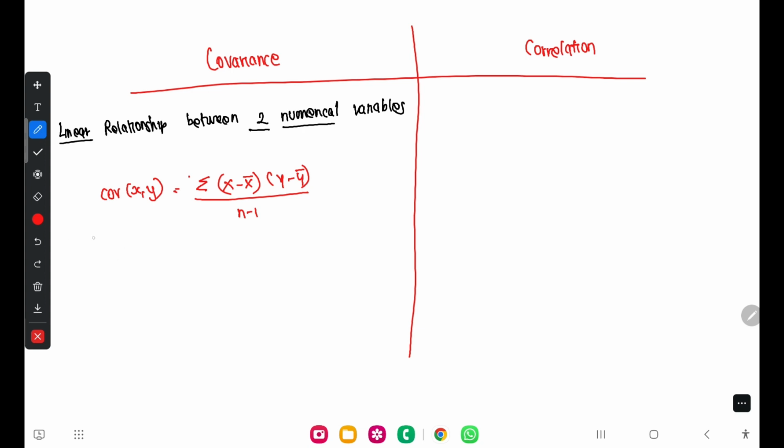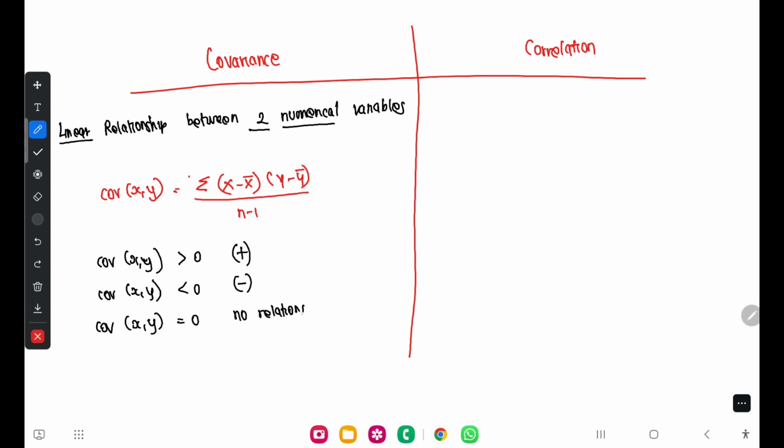So if the value of covariance is greater than 0, that means we can say this shows a positive relationship between the two variables. Okay, then if the covariance is less than 0, that means there is a negative relationship between the two. If covariance between x and y is equal to 0, this can mean two things. One, there is no relationship between the two, or we can say no linear relationship.